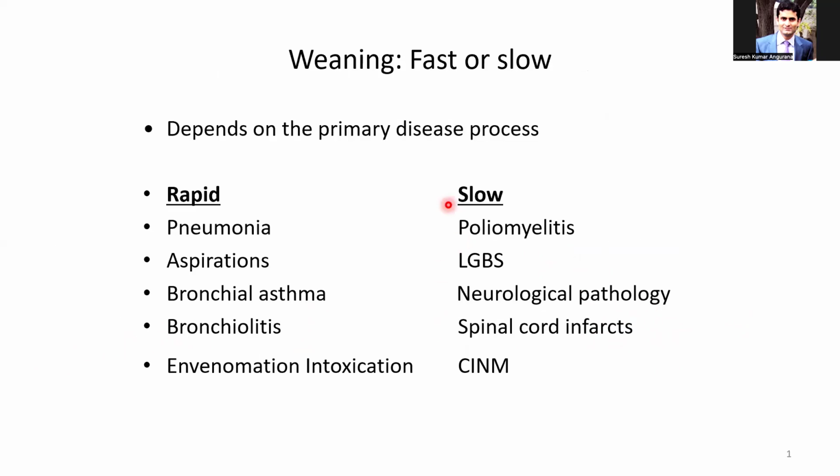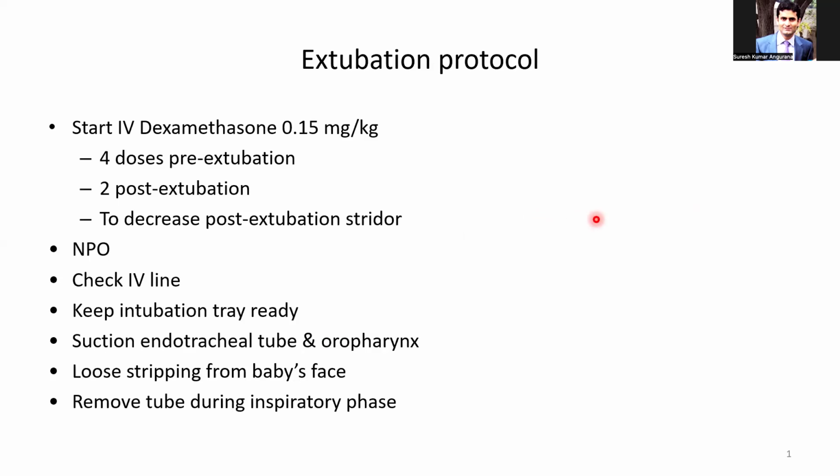So weaning could be slow or it could be fast. We know that conditions which improve rapidly, like pneumonia, aspiration pneumonia, bronchial asthma, bronchiolitis, neurotoxic snake envenomation, these patients can be weaned quickly from the ventilator, whereas conditions with neuromuscular disorder, which take longer, need slow weaning.